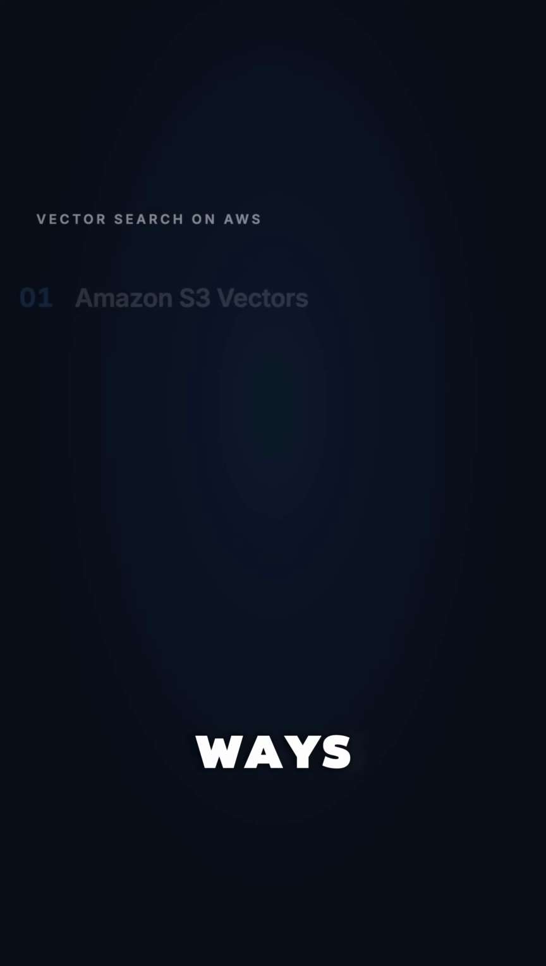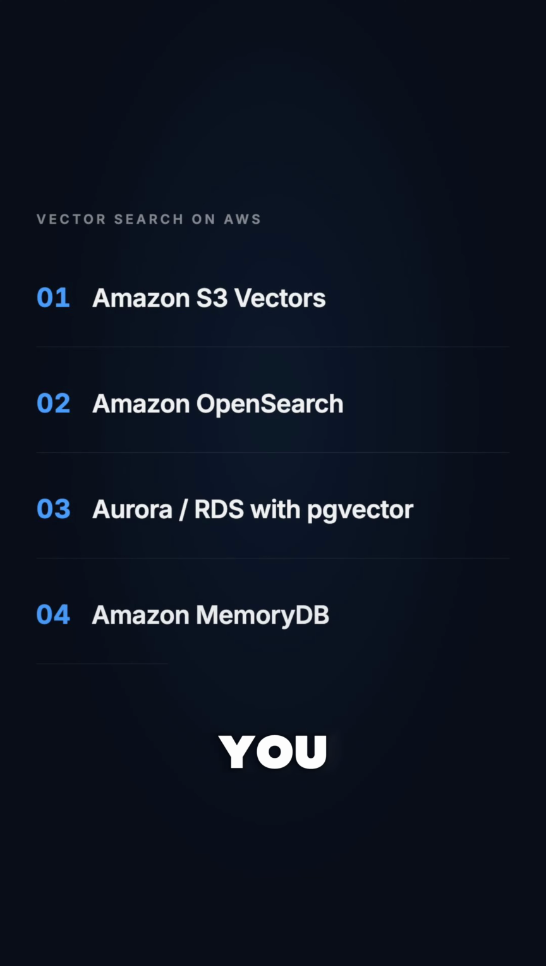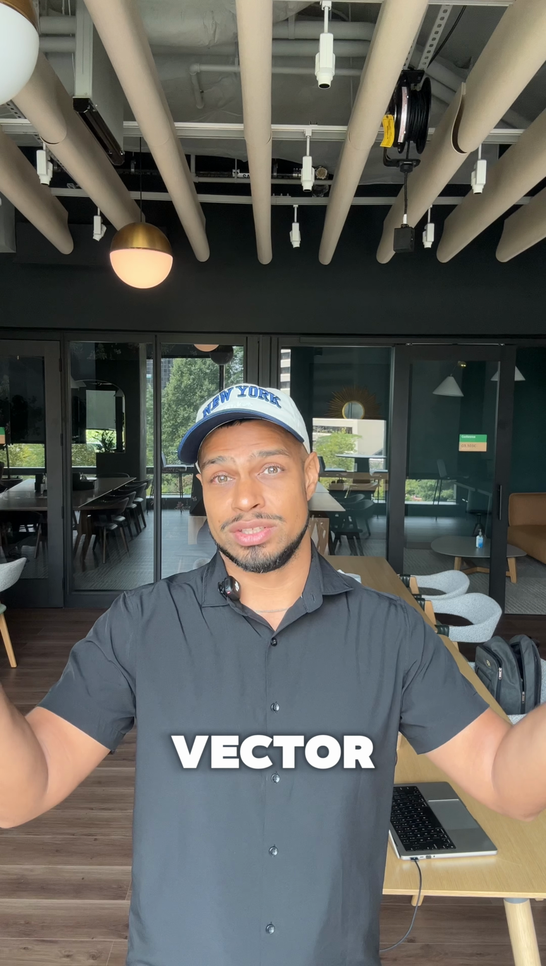AWS gives you 4 ways to run vector search. In this video, you will learn about all 4, plus the rule for when to choose each, so you optimize for your use case. Quick refresher on what vector search is.